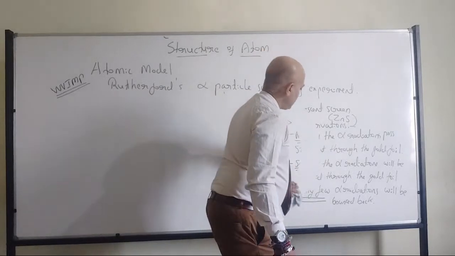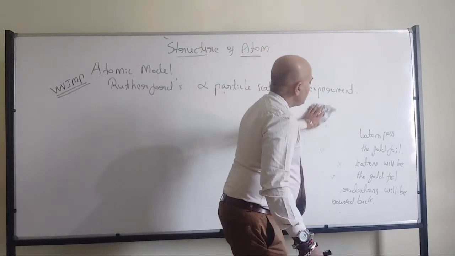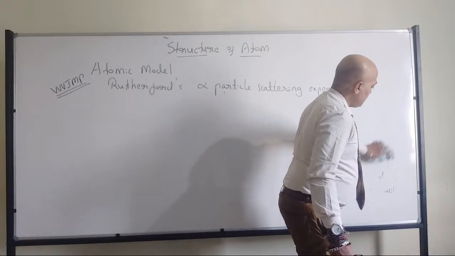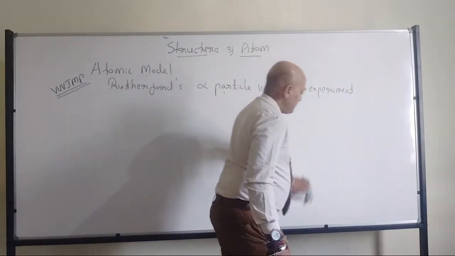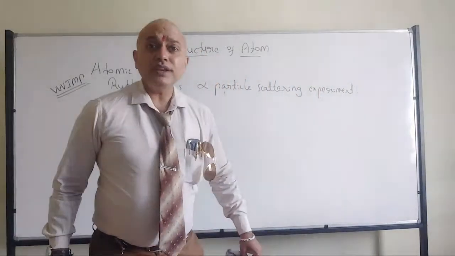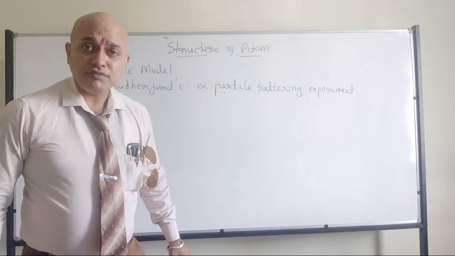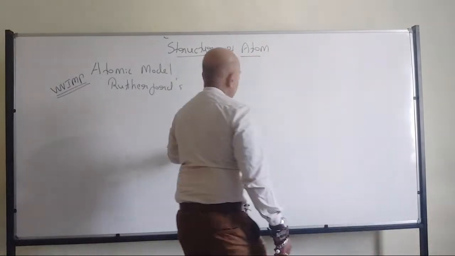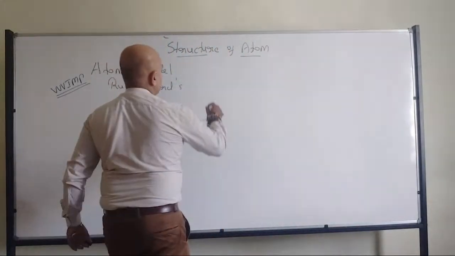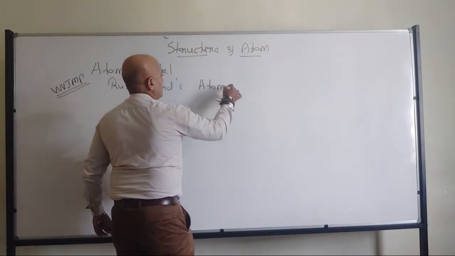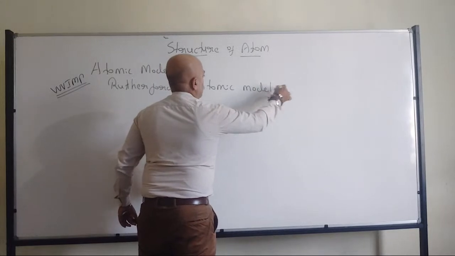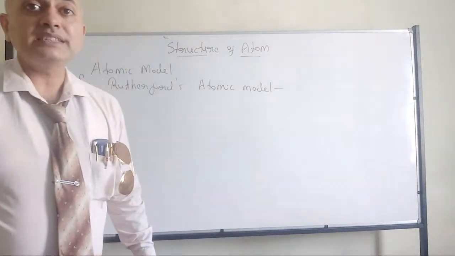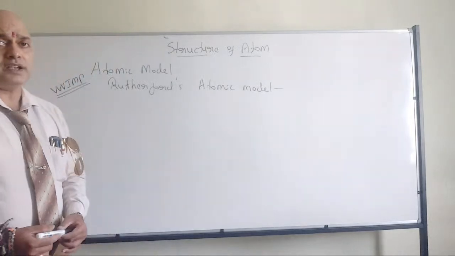Now we will explain these observations, and for that, he has proposed the atomic model. Why did most of the radiation pass through? Why did some of the radiations have deviation or deflection? And why did a few radiations bounce back? On those observations he has put forward the atomic model. Now, first sentence should be: it is based on the alpha particles scattering experiment.